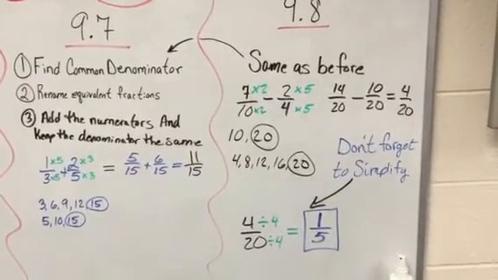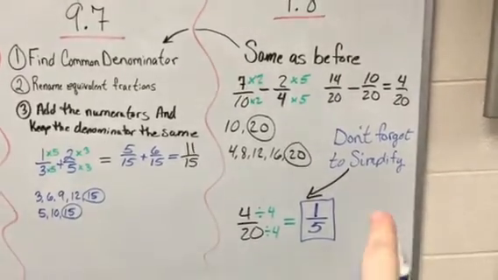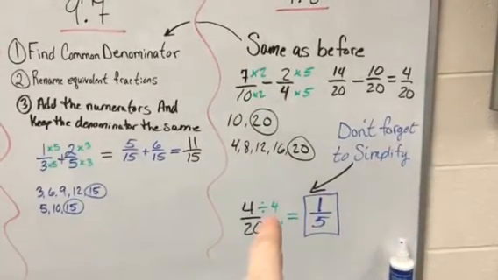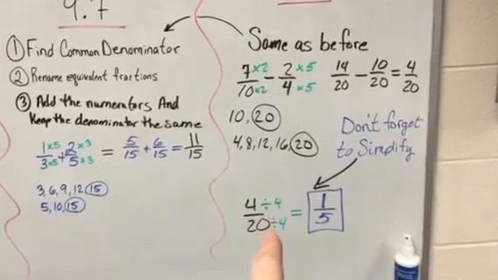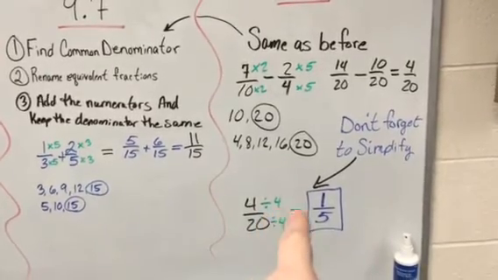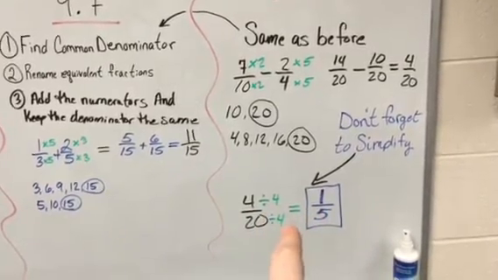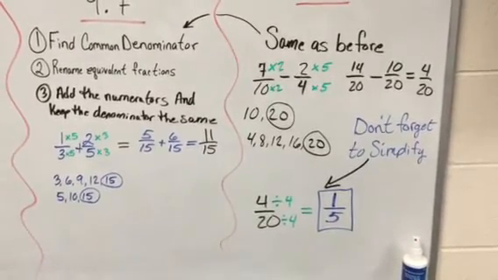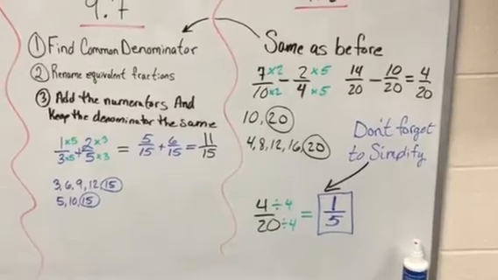But remember, you always have to simplify your answers. So if I have 4/20, I know I can divide both the 4 and the 20 by 4. So 4 divided by 4 gives me 1. 20 divided by 4 gives me 5. And so in simplest form, 7/10 minus 2/4 equals 1/5.